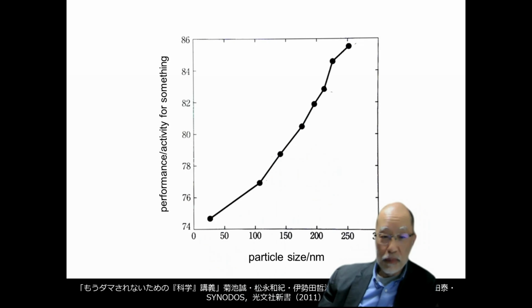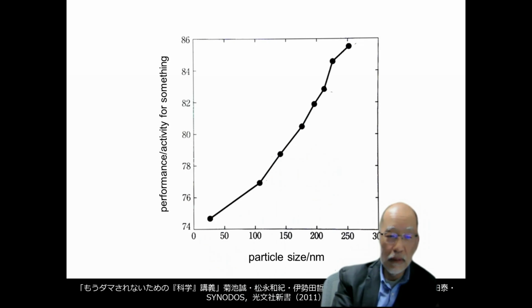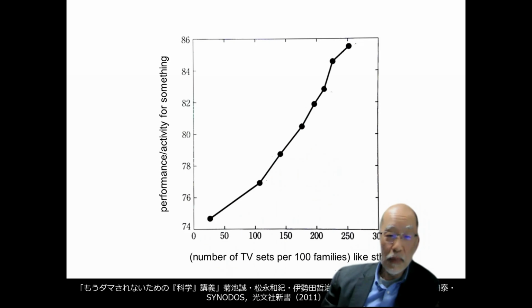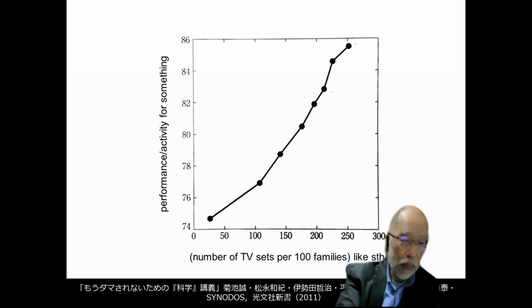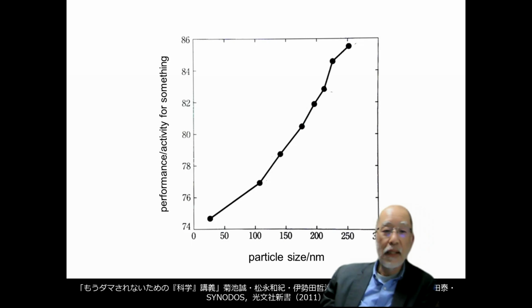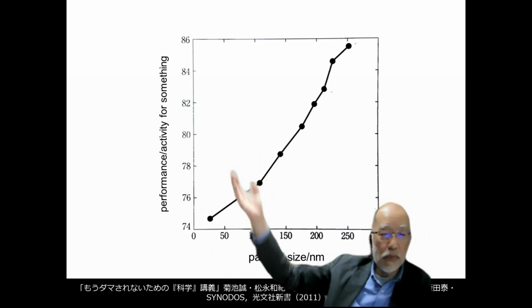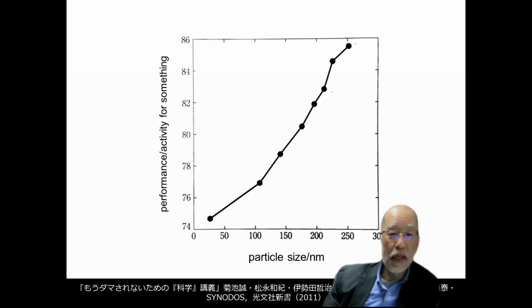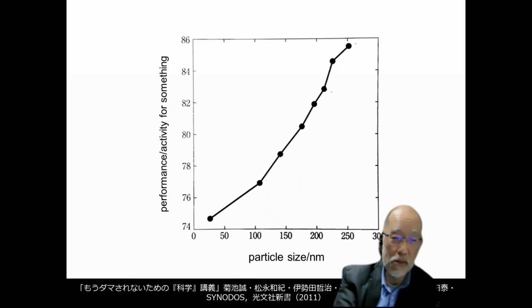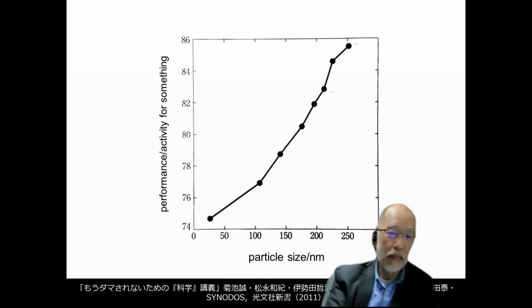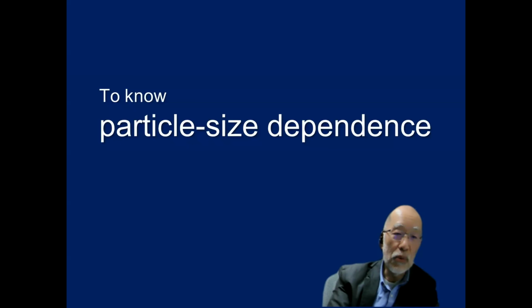And you can believe that, but that could be just like the number of TV sets per 100 families. So there is no guarantee. If you obtain such a plot, where the performance of something is increasing with something, it is impossible to say clearly whether this is really the particle size dependence or not. Then what can I do?